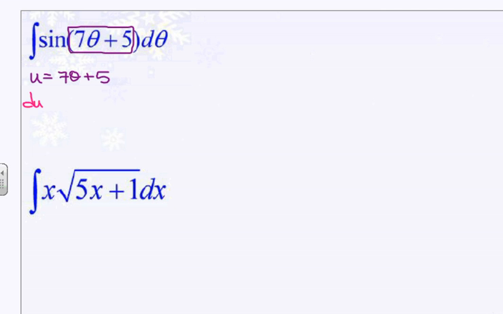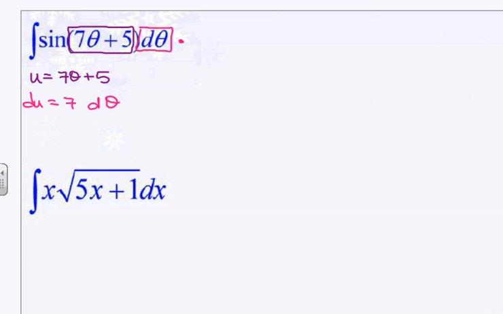Our derivative for u is just 7 d theta. This one's a little bit different because we have the d theta, but we do not have the times 7. Well, 7 is just a constant, so that's okay because we can always multiply and divide by a constant. If I want my du to be 7 d theta, that's fine.